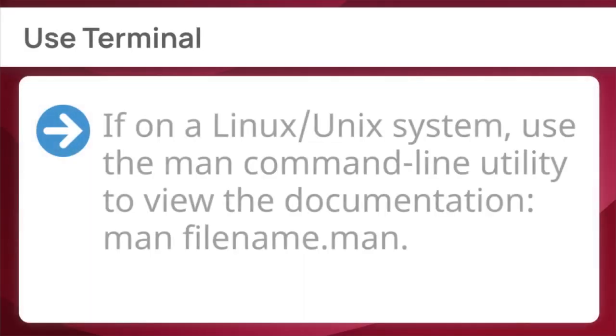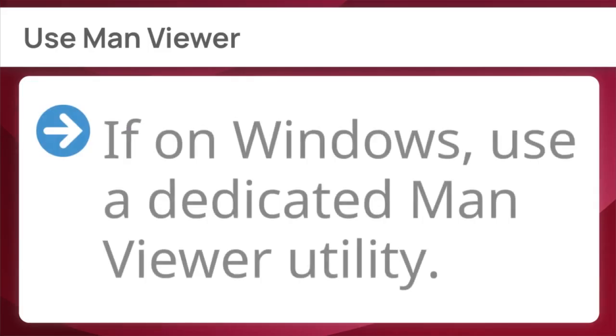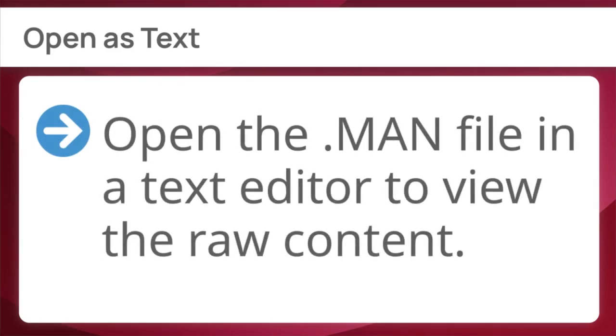First, use terminal. If on a Linux Unix system, use the man command line utility to view the documentation, man file name.man. Next, use man viewer. If on Windows, use a dedicated man viewer utility. Finally, open as text. Open the man file in a text editor to view the raw content.